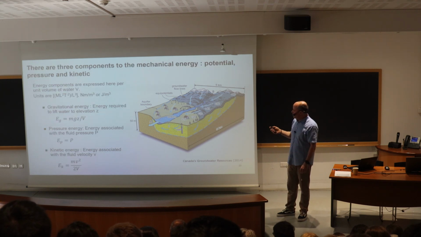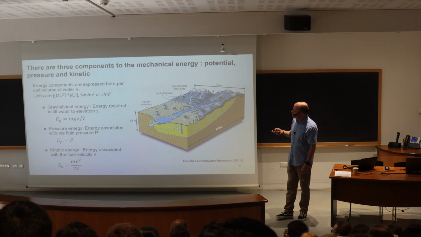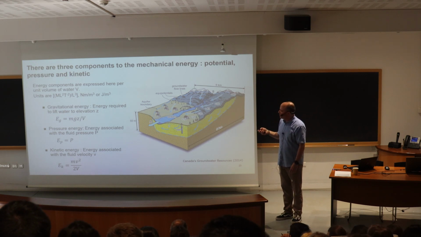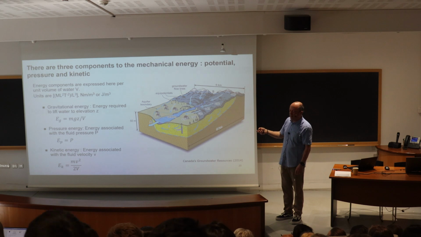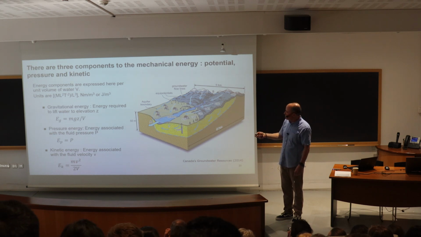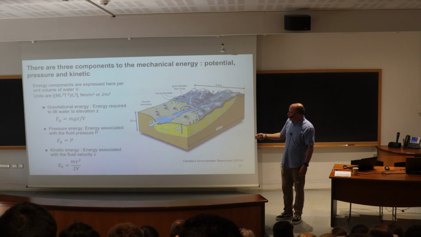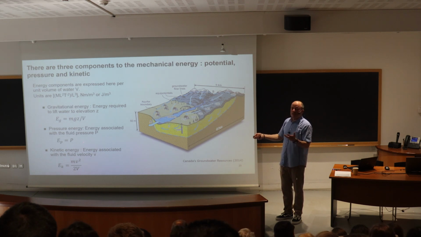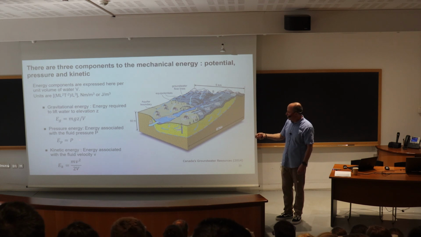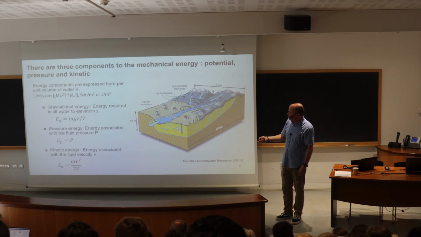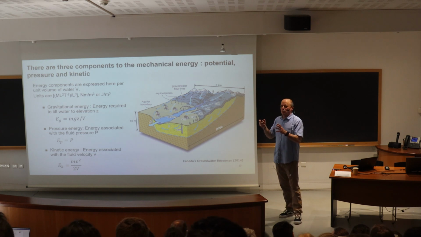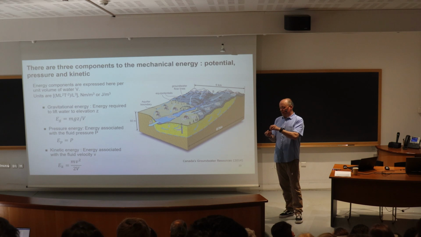And he came up with some relationships. Here I'm just showing the energy per unit volume of water. I won't go into too much detail, but basically he identified the three components: gravitational energy here, mgz divided by the volume; pressure energy, actually it's the pressure, the energy per volume is the pressure of the fluid; and energy associated with fluid movement. So basically he worked out the energy, or the work required, to move a mass of water from an elevation z equal to 0 to some elevation z.